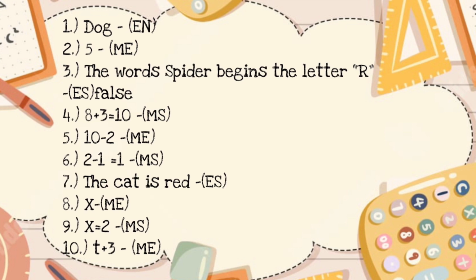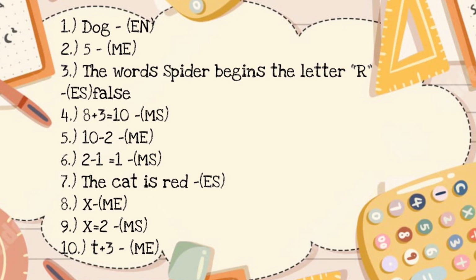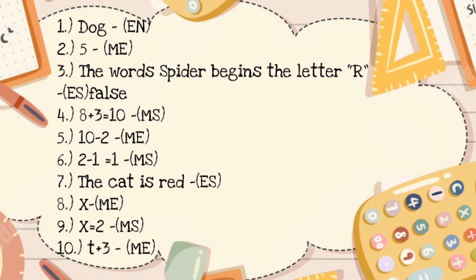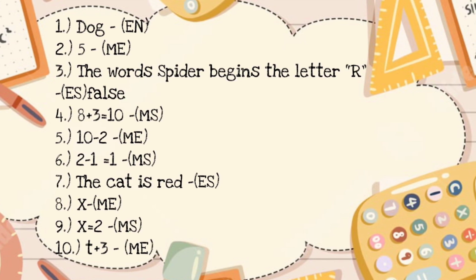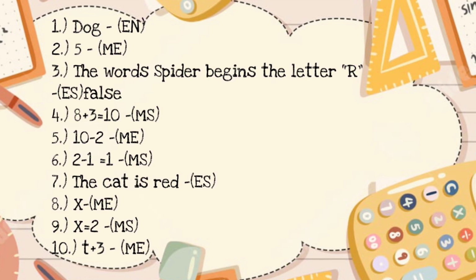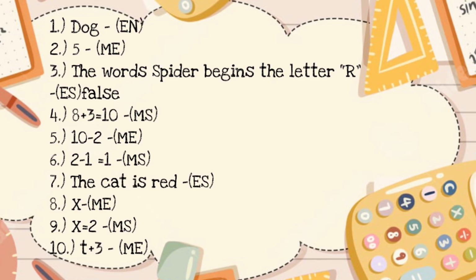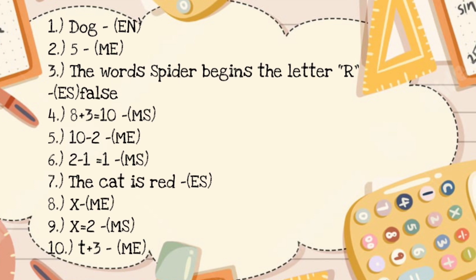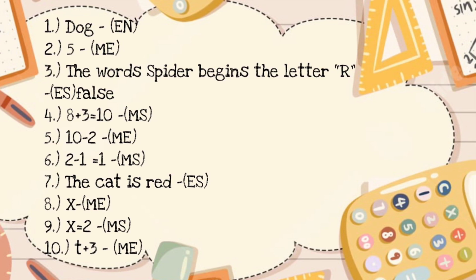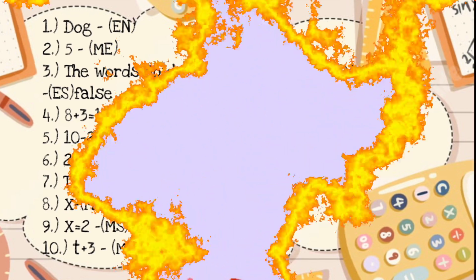Number 8 naman, X, ang sagot dyan is ME or mathematical expression. So, number 9, X equal to. Ang sagot dyan is MS or mathematical sentence because ang verb na ginamit natin ay ang equal. Number 10, T plus 3, ang sagot ay ME or mathematical expression. So, let's proceed in convention in language.